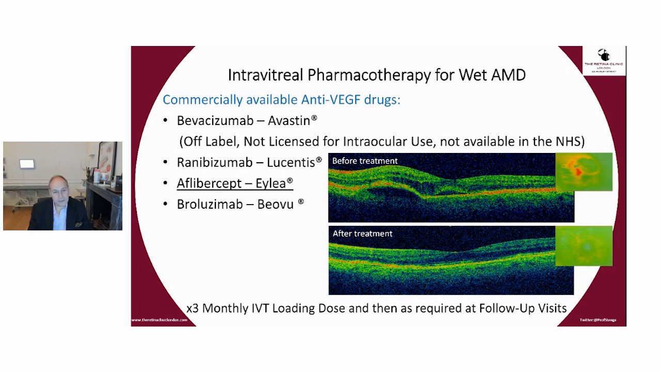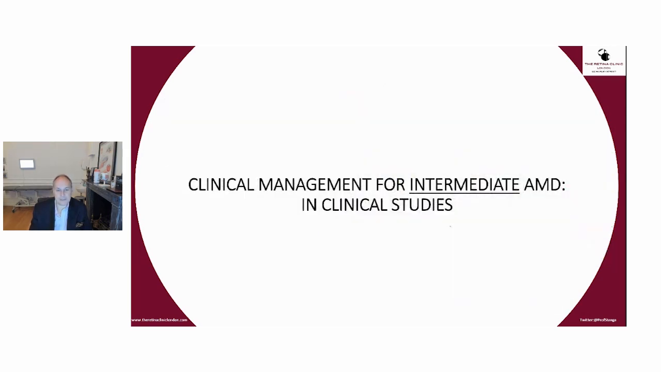There's ranibizumab or Lucentis, aflibercept, Eylea, and the new brolucizumab or Beovu. I think nowadays the most commonly used one is aflibercept or Eylea, which has significantly longer duration compared to Avastin and Lucentis. For all these drugs, we do 3 monthly intravitreal injections to obtain a loading dose, and then as required at every follow-up visit.